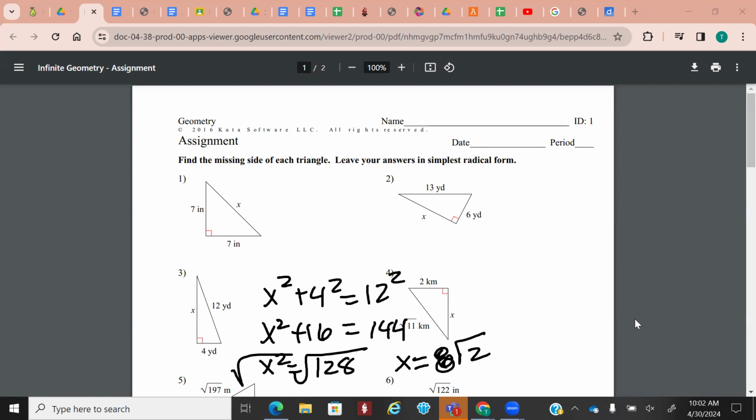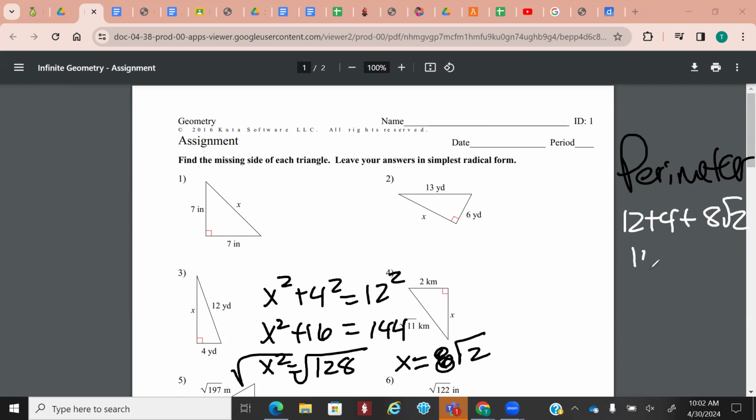Now, why do we need this? Like, what's the point? Because you've already learned this back in 8th grade. The questions that you're going to see on your EOC are going to be like this. They're going to say, find the perimeter. What's the word? Like, perimeter, what does that mean? All the sides. Add up all the sides, right? So if we added 12 plus 4 plus 8 square root of 2.